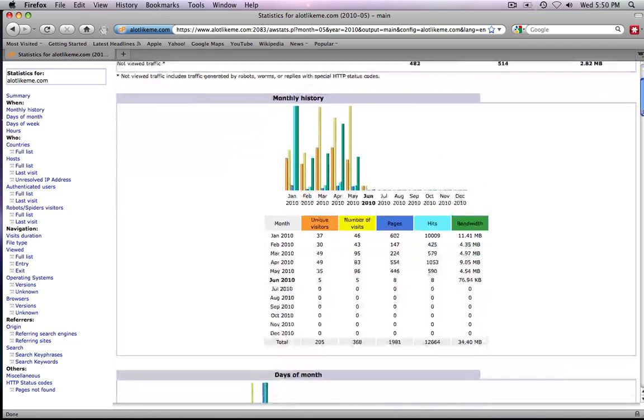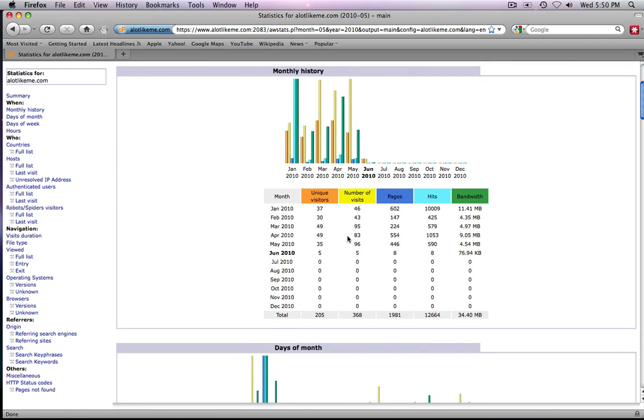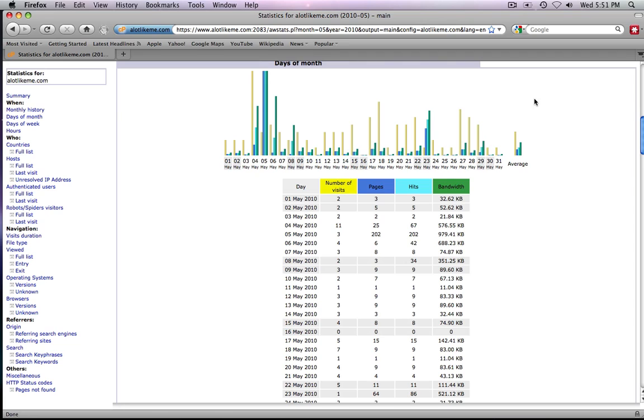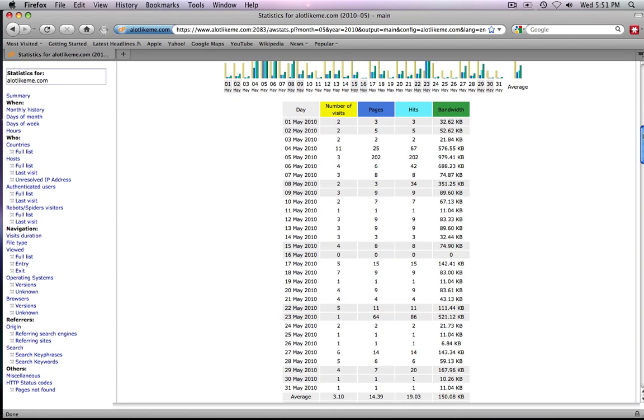It's pretty easy enough. The monthly history is pretty self-explanatory. You see unique visitors, number of visits, pages, hits, bandwidth, all for your existing months prior to whatever month you happen to be looking at in depth. The days of the month will break everything down by the day, what days were more popular than others, again by pages, hits, and bandwidth.